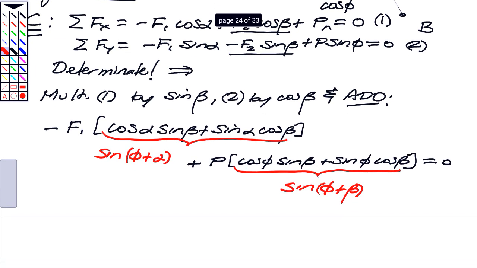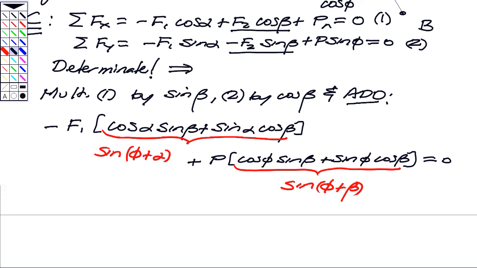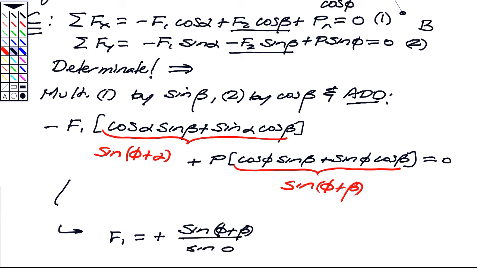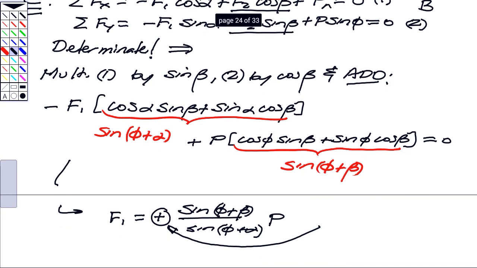So what this means is F1, the load carried in member 1, we get as a plus sign times sine of phi plus beta divided by sine of phi plus alpha times P. And being that we got a plus sign, I assume that they were in tension from the beginning. The plus sign means my assumption was correct. So therefore, member 1 is in tension.